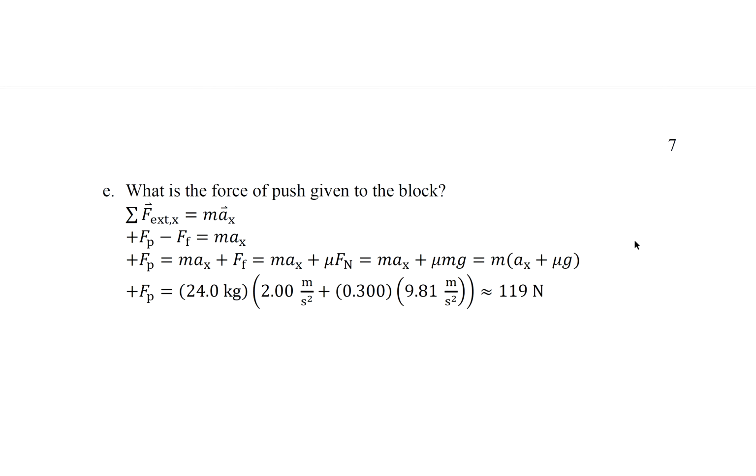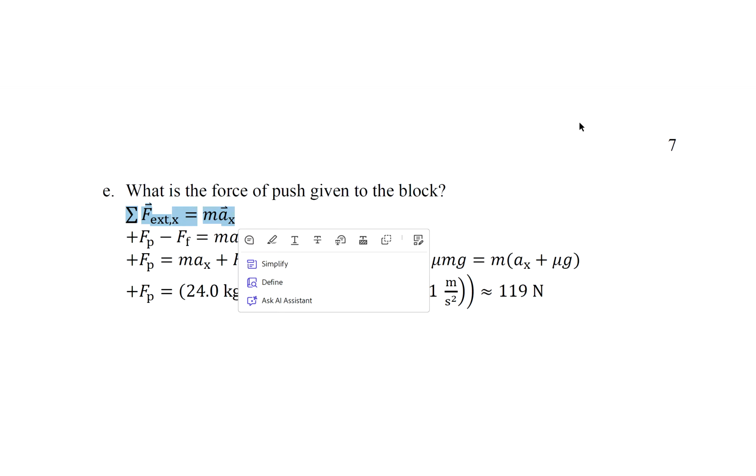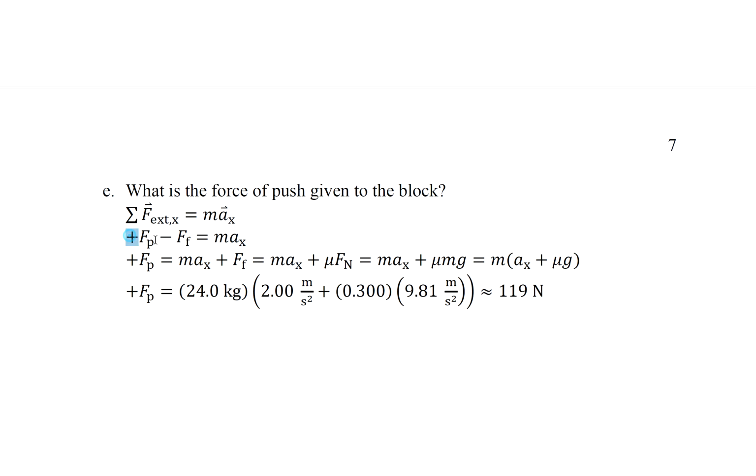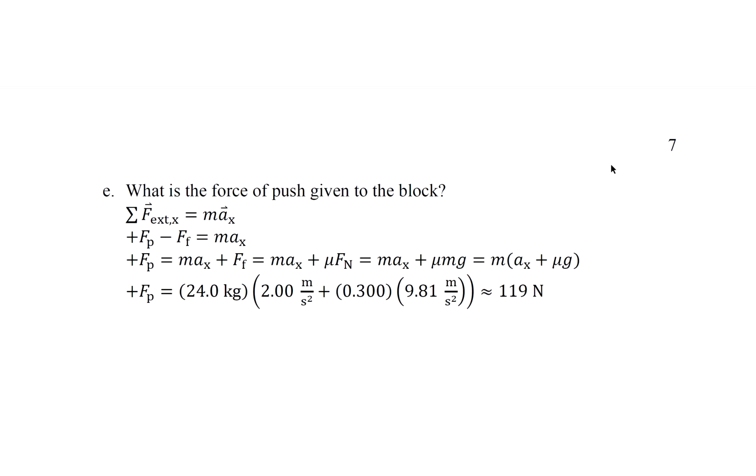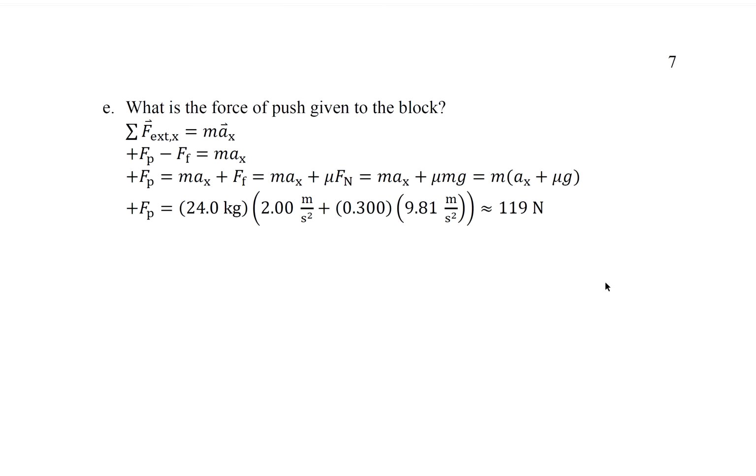Part E, what is the force of push given to the block? So sigma F equals ma sub x. Sigma F is equal to force of push minus force of friction equals ma sub x. Let's solve for force of push, and then plug in everything we know to get 190 newtons.